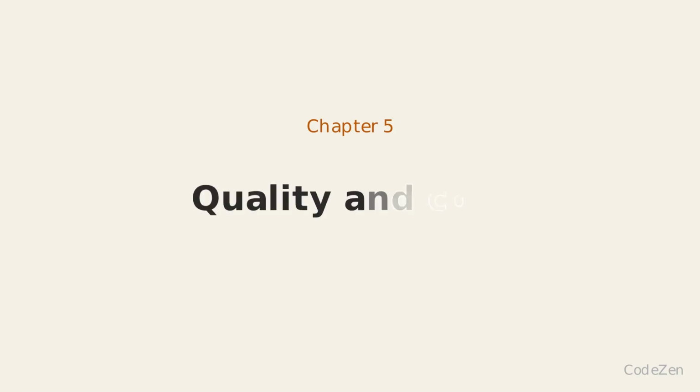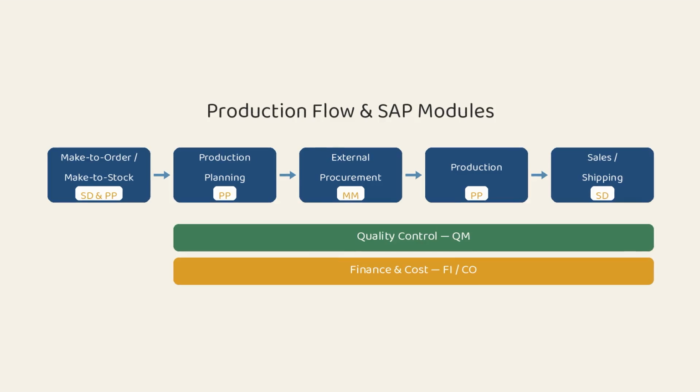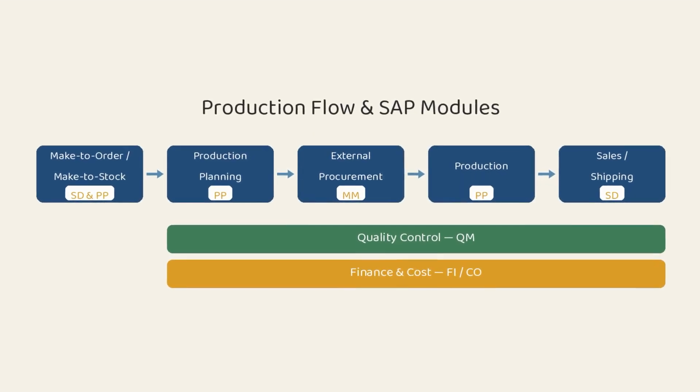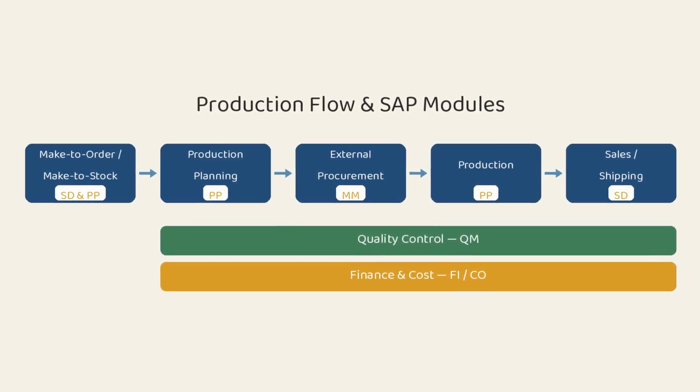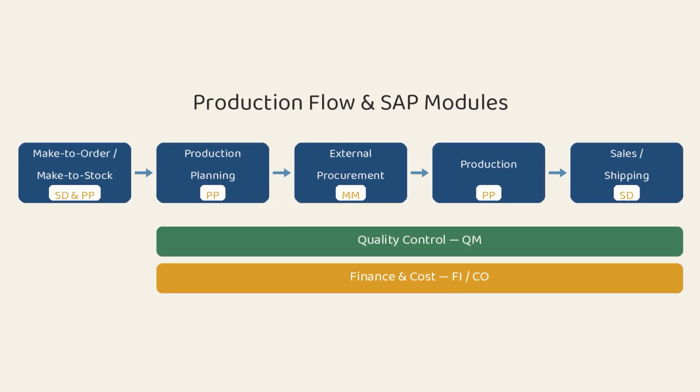A factory does not only produce. It makes sure what it produces is good, and it knows what it costs. Two quiet guardians, quality and cost. Look back at the whole board, and notice the two bars running underneath every stage. The first is quality. Just accepting the goods and getting to work is not enough. First you check that they are good. This is the job of QM, the quality management module.